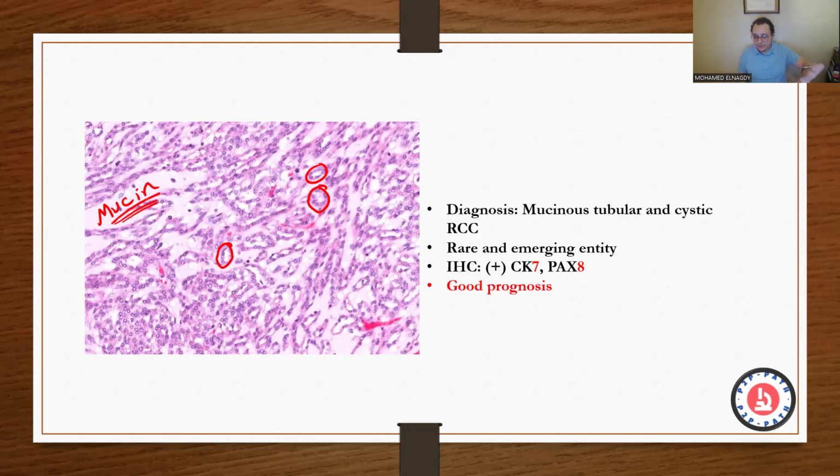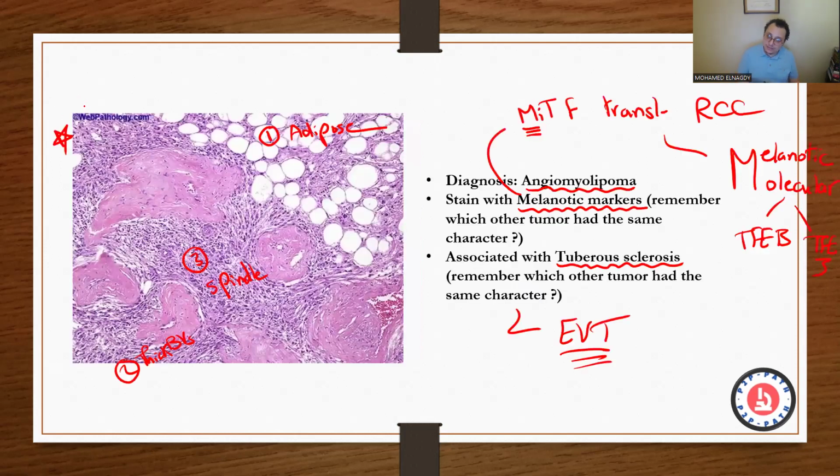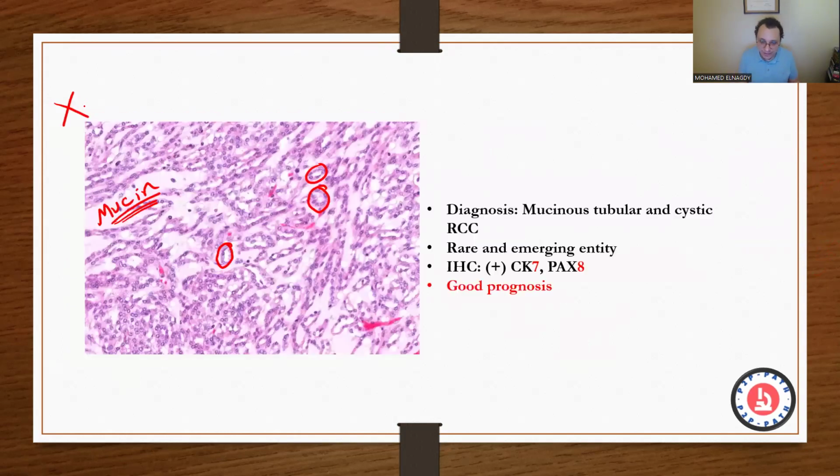You can actually stain this mucin, as I mentioned before, with some mucin stains to confirm. However, mucinous tubular and cystic RCC, a rare and emerging entity, is actually positive for CK7 and PAX8. And it has a good prognosis. Not very high yield in questions, to be honest. It's not as high yield as this one. Like this one is all over the place, but this one is not really high yield.